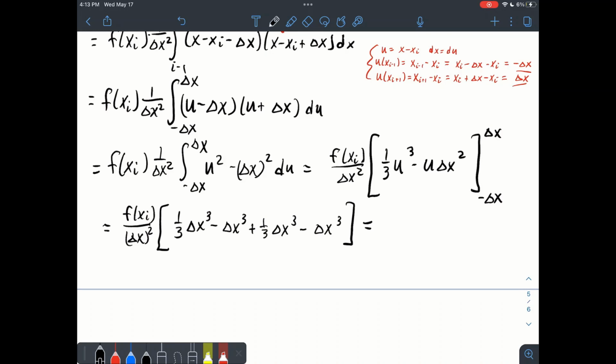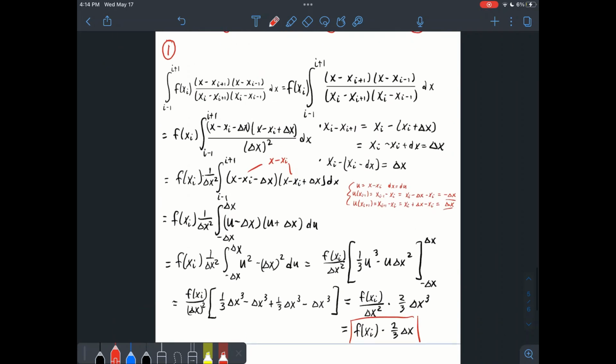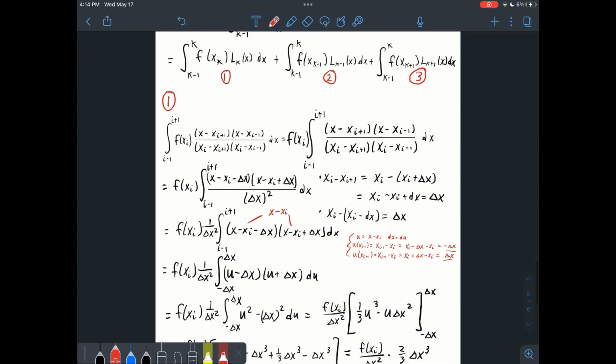So what do we have here? We have 2/3. We have f of xi over delta x squared times 2/3 delta x cubed, which is going to be equal to f of xi times 2/3 delta x. Okay, so this is important. We're going to keep this in mind. So that was number one. All right, we're 22 minutes into the video, and we've done number one. So now let's do number two.